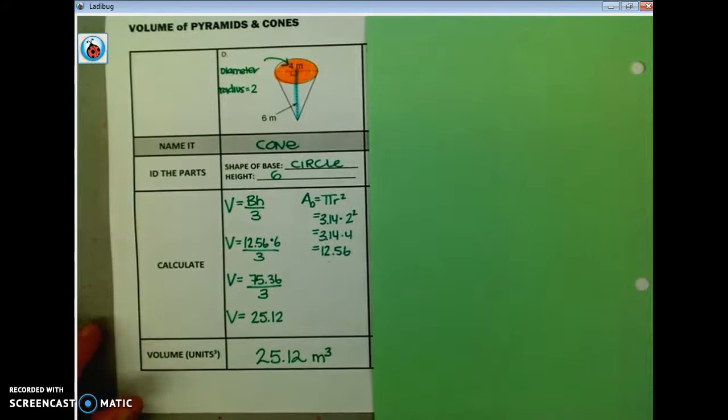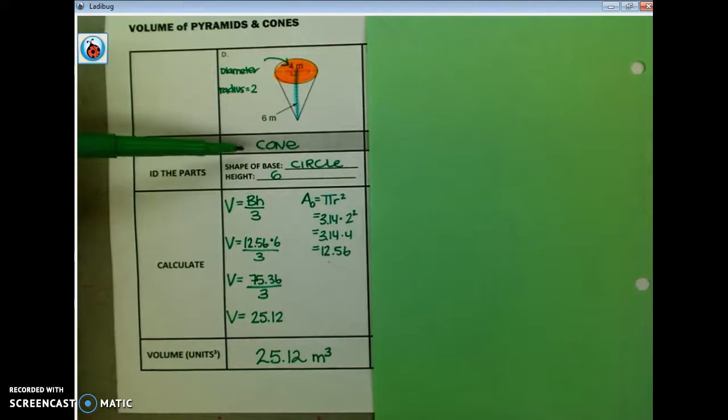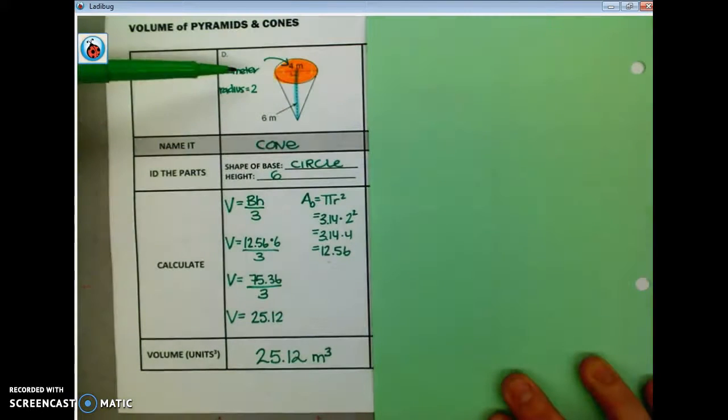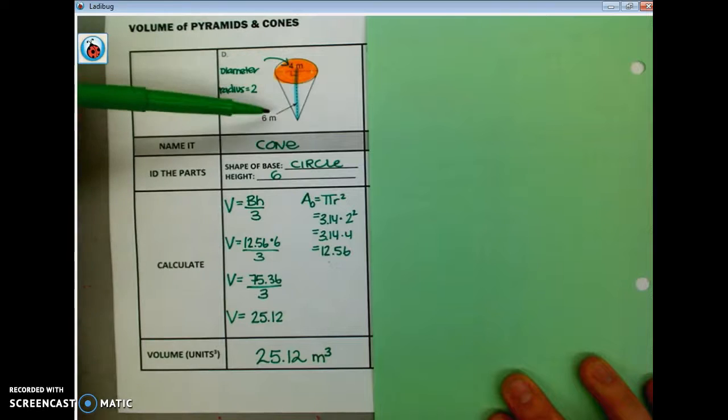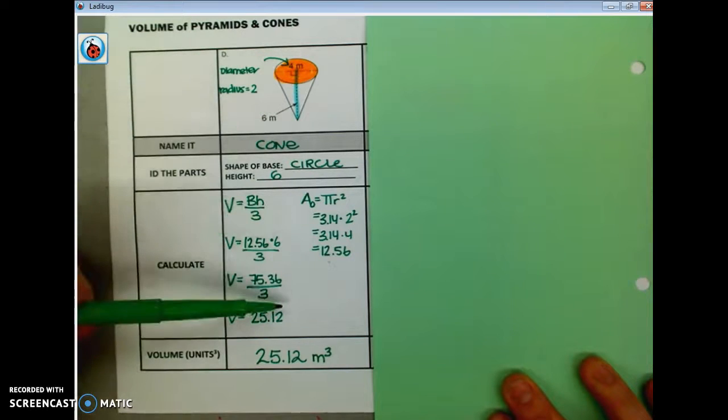All right, so here's example D. You should have seen that as a cone. Again, before I even start, I take a look at my diagram. I colored in the base. I noticed that that diameter was given to me, so I wrote right underneath that the radius was equal to 2. So now I've got all my information labeled, so when I'm filling this out, I can work my way through.